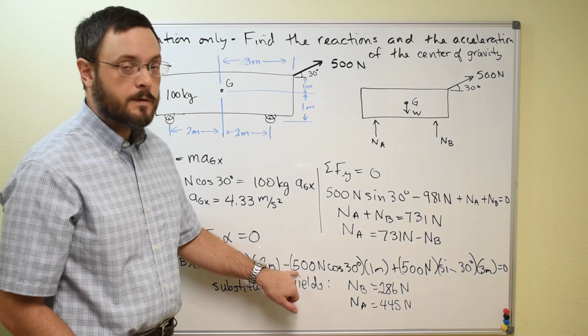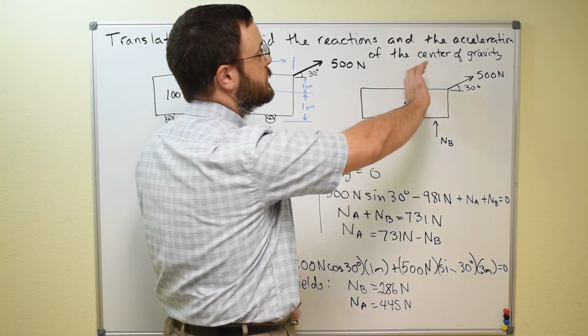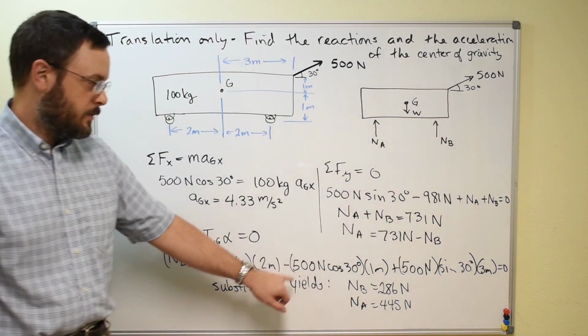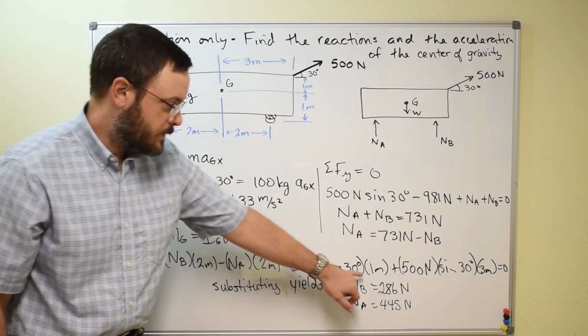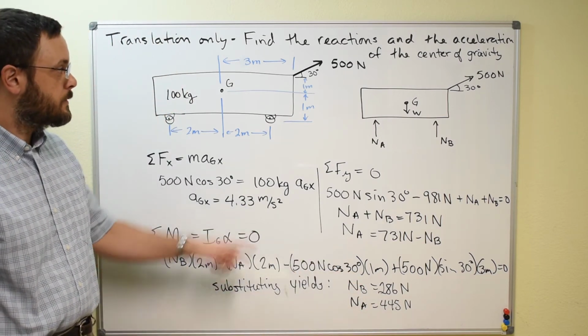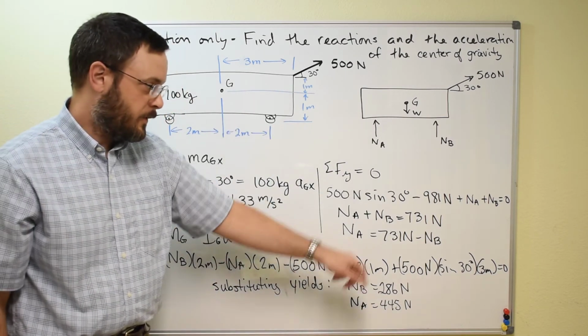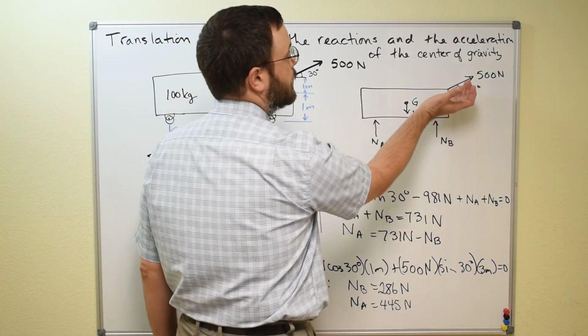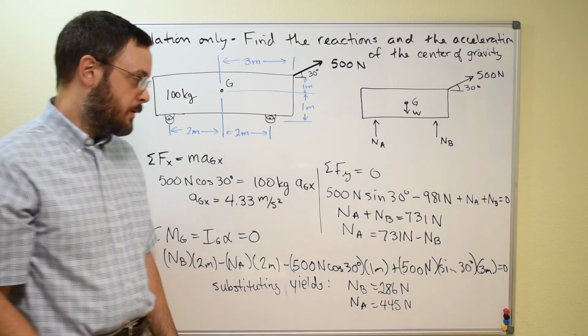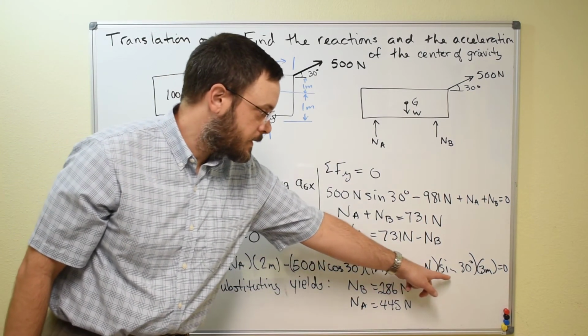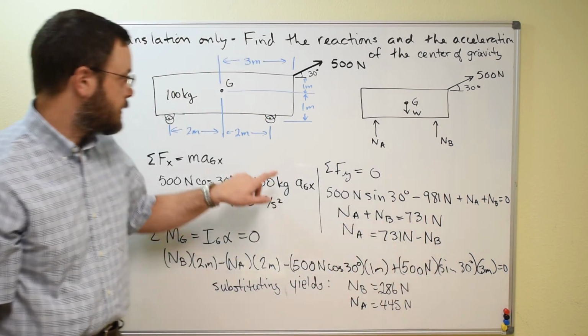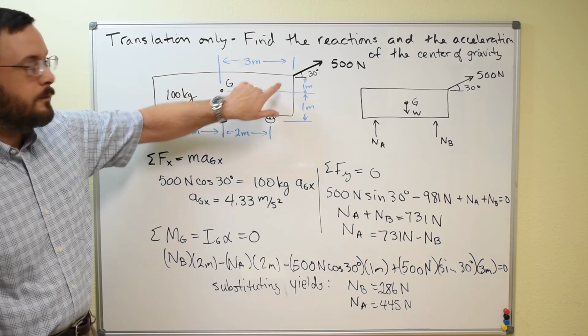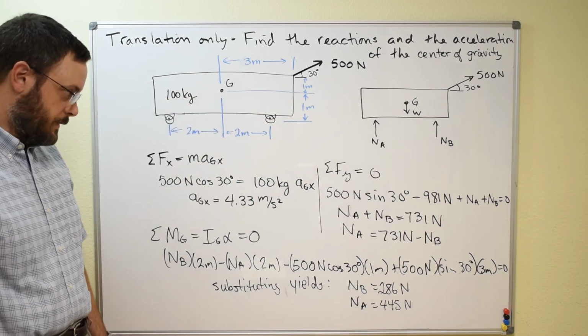Then we have the x component from the 500 newtons, so it's going to give us a negative moment about G. That's times the 1 meter in the y direction. And then we'll have the 500 newtons sine of 30, that'll be the y component here. That'll give you a positive moment about G. So 500 newtons times sine of 30 times the 3 meters that we have in the x direction. That'll be equal to 0.